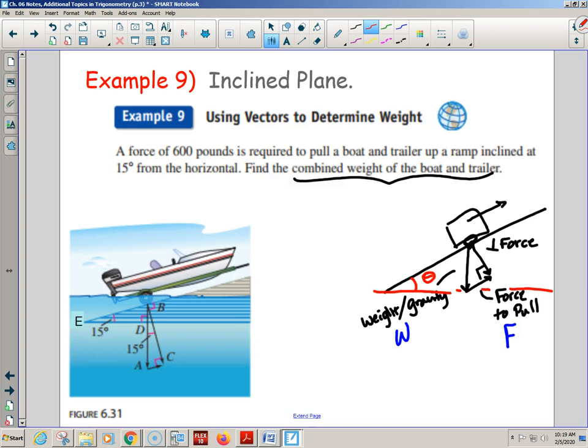And without going through all the geometry, you don't even need to understand it. You just need to know that angle ends up translating into this triangle right there. So this is the key. You have your weight working straight down.